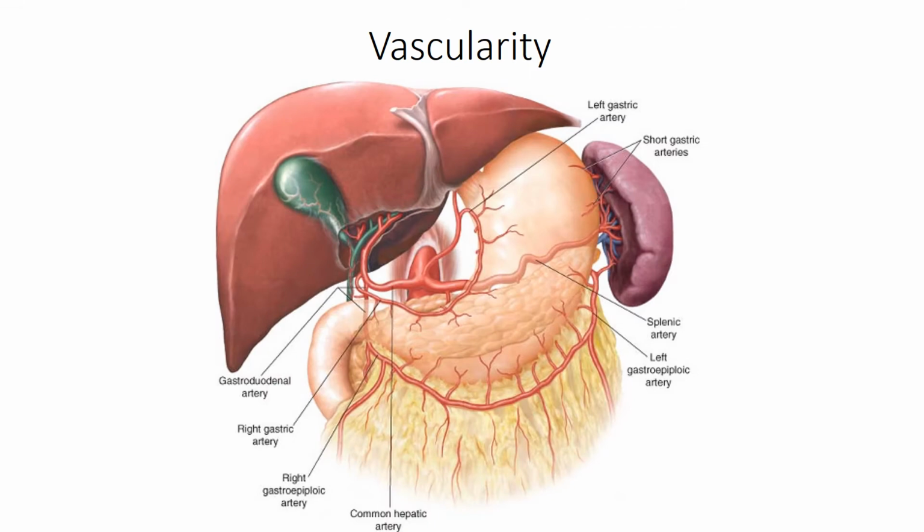And the greater omentum is a richly vascular structure, supplied by the right gastroepiploic artery, which is the terminal branch of the gastroduodenal artery, and the left gastroepiploic artery, which is a branch of the splenic artery. Now these branches lie within the folds of the peritoneum, and they anastomose with each other and give branches along the entire length of the greater omentum. That's why the greater omentum is a richly vascular structure.